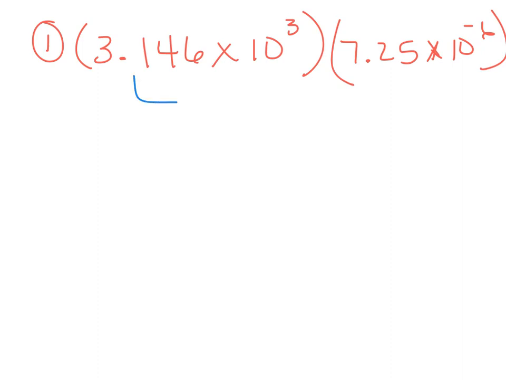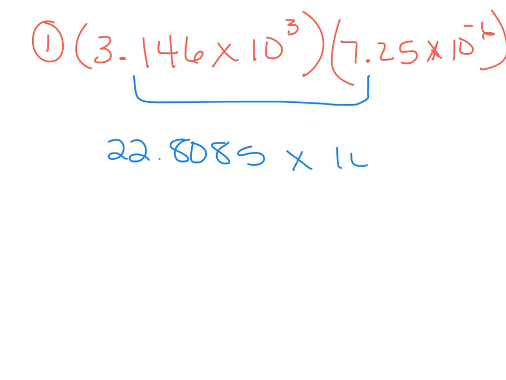Okay, so first thing I did was I multiplied the first two numbers out front, and I got 22.8085, and then of course it's always times 10. Then I took my powers of 10, and because I'm multiplying, I actually add them. 3 plus negative 6 is negative 3. So my first answer is 22.8085 times 10 to the negative third.